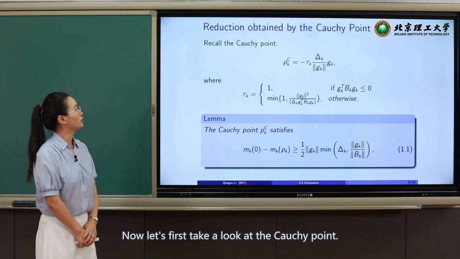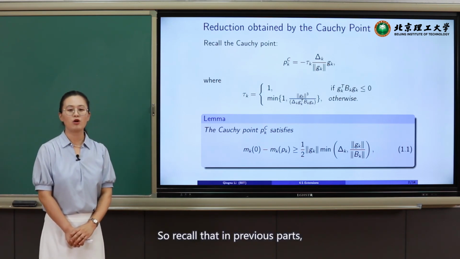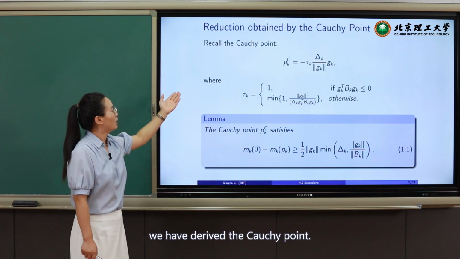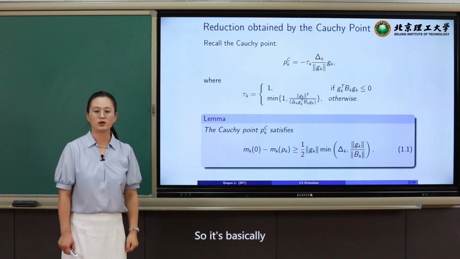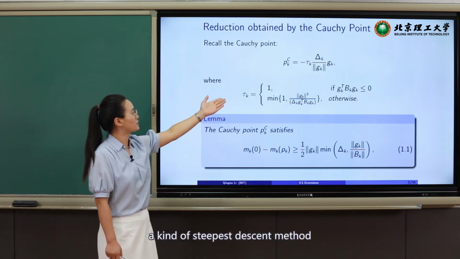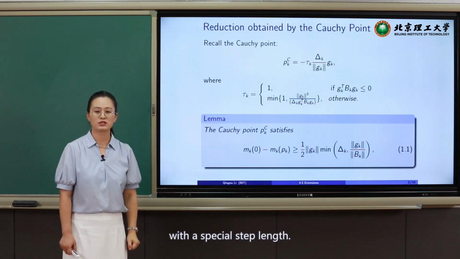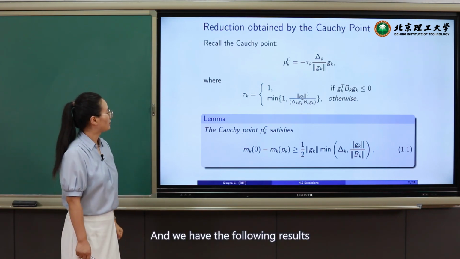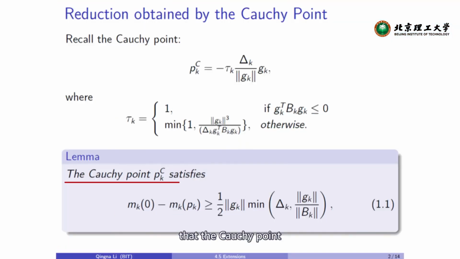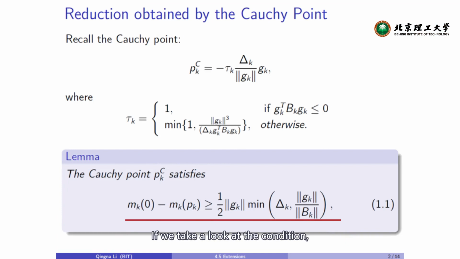Now, let's first take a look at the Cauchy point. Recall that in previous parts, we have derived the Cauchy point. It's basically a kind of steepest descent method with a special step length. And we have the following results, that the Cauchy point satisfies the following conditions. If we take a look at the condition, it basically says that the decrease provided by the Cauchy point in the model function is lower bounded by the right-hand side of this inequality.